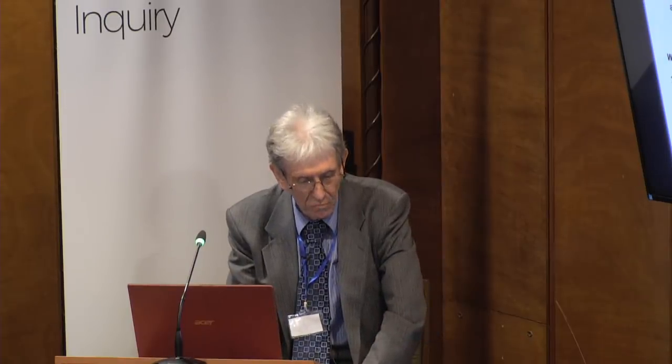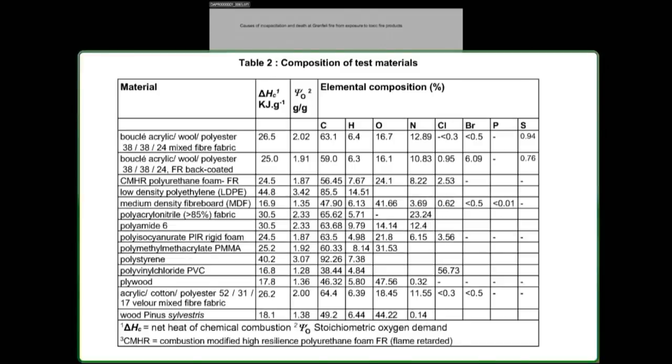Could we go two pages ahead in your report, please, to page 65, and look at table two? As we can see, it's headed composition of test materials, and you've explained in your report, if you need, the explanation you've given is at paragraph 213, which is on the previous page, Professor. You explained that it shows net heat of combustion and the stoichiometric oxygen demand and element composition of 14 common polymeric materials used in furnishing building products.